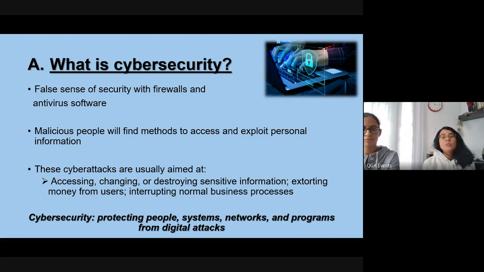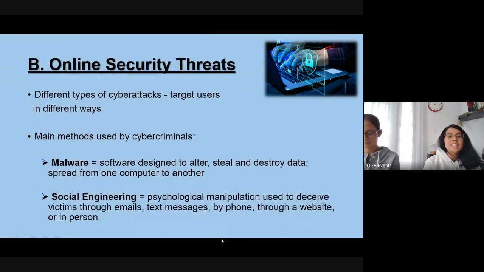So now that we've defined what cybersecurity is, let's move on to assessing what an online security threat really is. Basically, there are different types of cyber attacks, each one targeting users in a different way. The main methods used by cybercriminals are malware and social engineering. Malware is software that is designed to alter, steal, and destroy data, spreading from computer to computer. Social engineering is much more personalized, using psychological manipulation to trick people. Normally, cybercriminals will rely on emails, text messages, and will even contact a person by phone, the internet, or even in person.